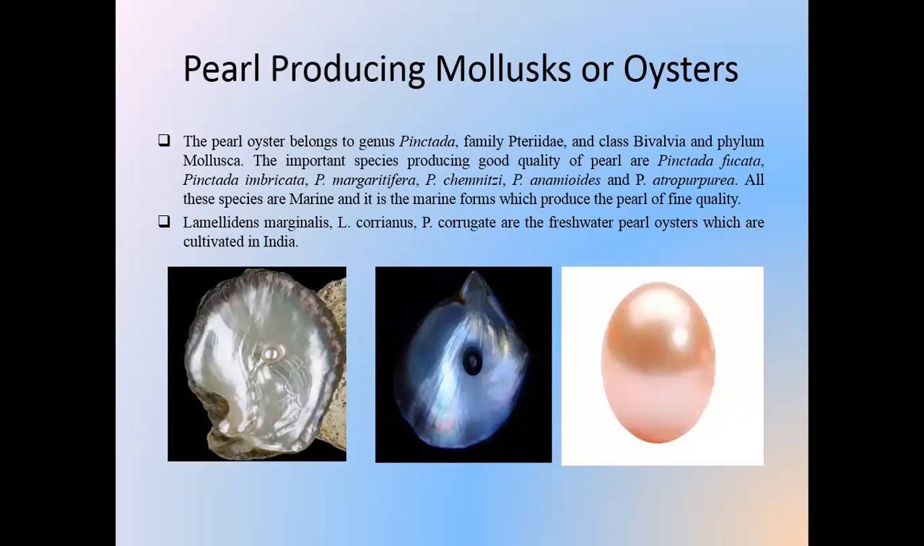Pearl producing mollusks or oysters. In India, 52 organisms are used for pearl production. The pearl oyster belongs to the genus Pinctada, family Pteriidae, class Bivalvia, and phylum Mollusca.